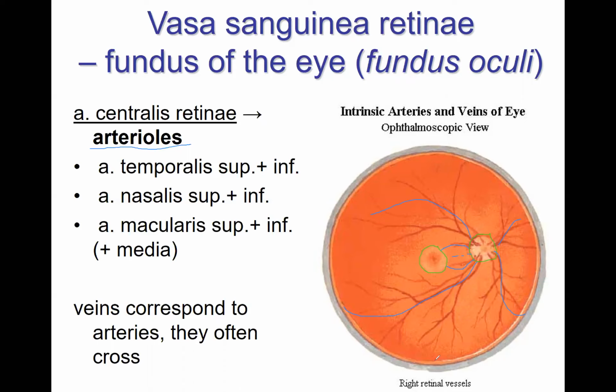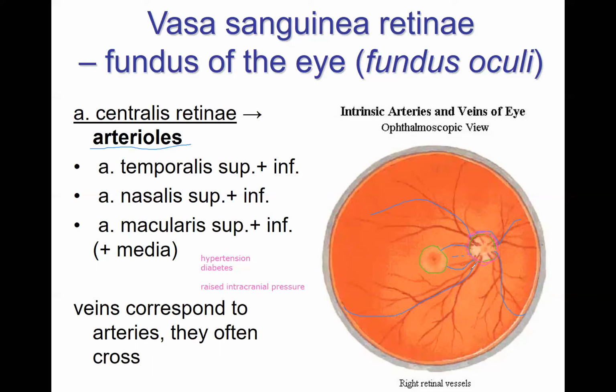Veins, the same as the arteries, they often cross them. And which diseases you can detect here is hypertension, diabetes. It's on vessels, and raised intracranial pressure. And the raised intracranial pressure you of course see not on vessels, but on the enlarged, swollen optic disc. Yeah, I will show you at the end how it looks like.